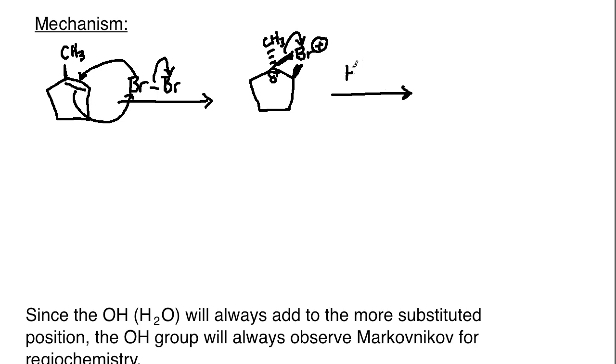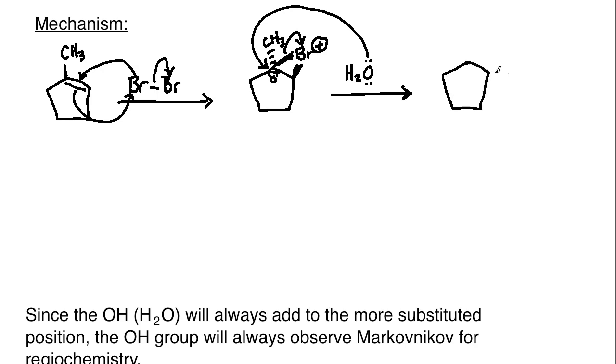Now here's the big difference. Instead of the Br minus coming in, the water will behave as a nucleophile when we're in this environment, and the water will come in and attack the carbon that is letting go of the bromonium ion. So what we end up with is another intermediate.